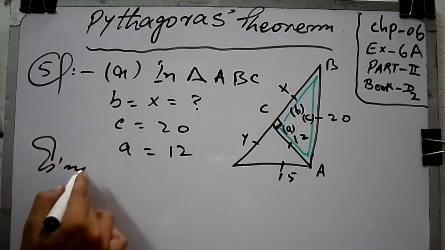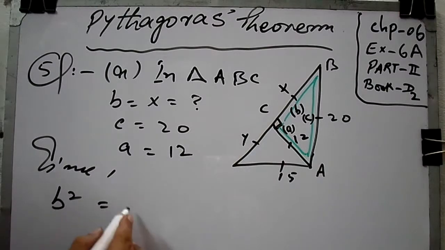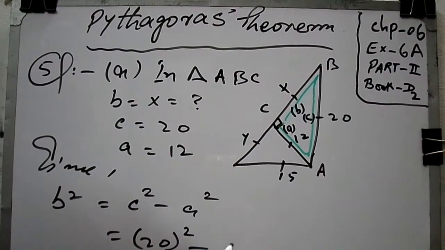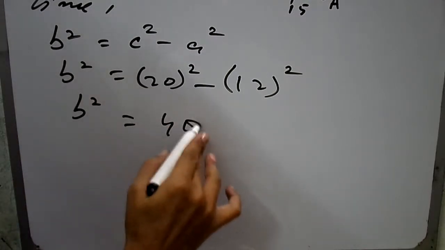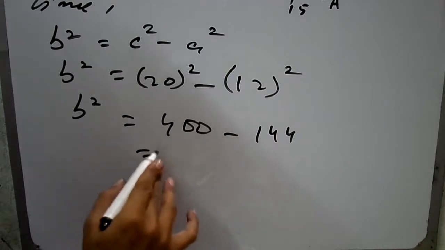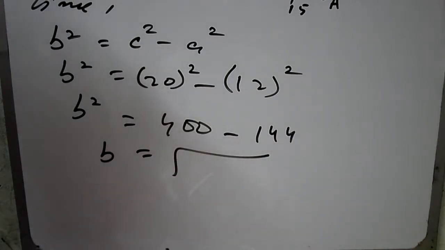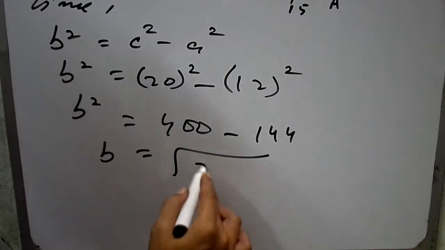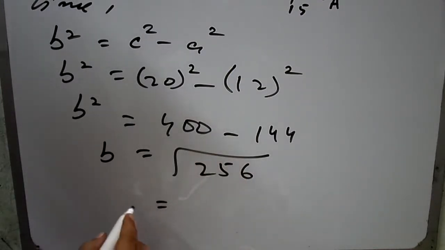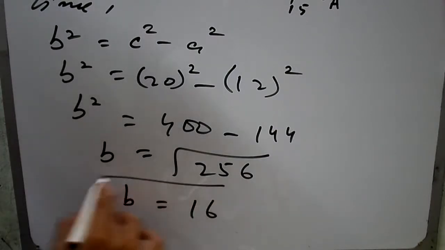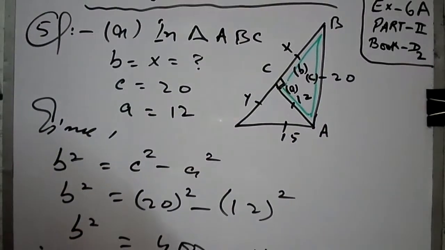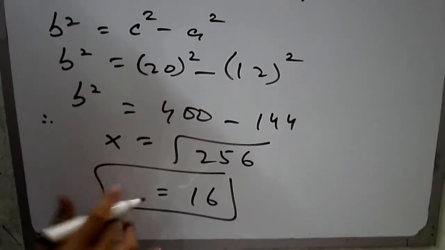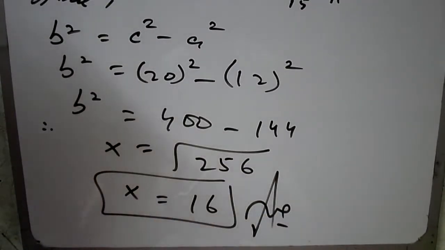So by Pythagoras theorem, B square is equal to C square minus A square. Putting the values, that is 20 squared minus 12 squared, we simplify: 400 minus 144, and we need the value of B. After simplification you get 256, so B is equal to 16. What is B? B is your x, so you put x here because you are going to find x. So that is your result.